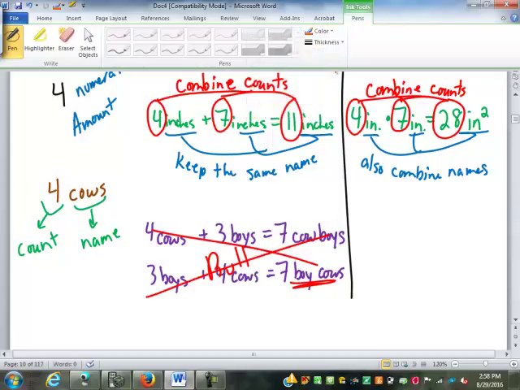But there is a point here. When I add numbers, I'm going to keep the same name, which implies that I have to start with the same name. I could add inches and inches because they're both inches. I cannot add cows and boys because they're different names. Which one do I keep? Well, in order to do that, they have to be the same, so I know what to keep.